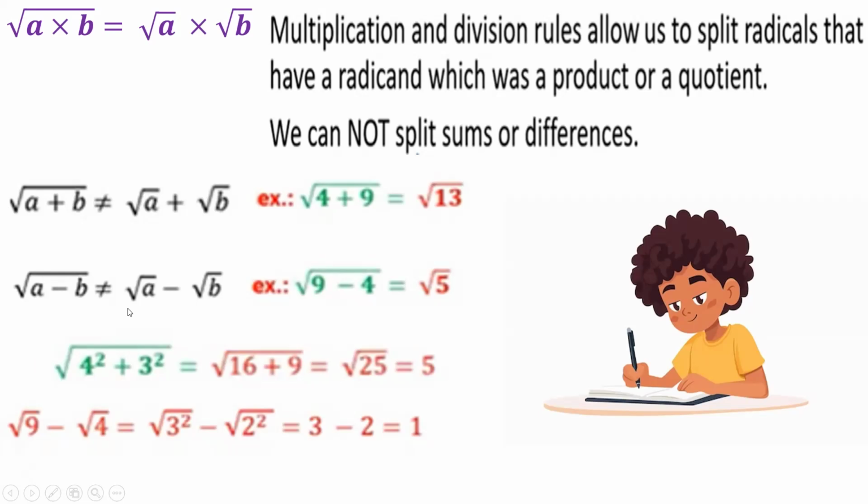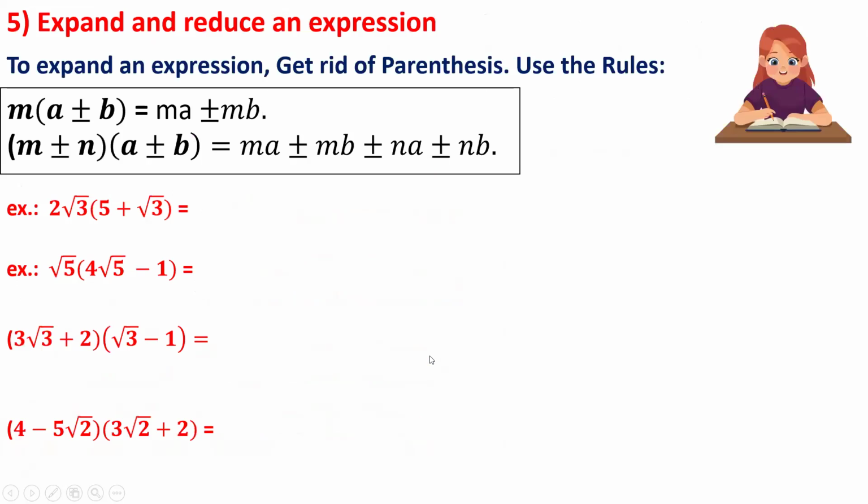Here, for example, radical 4 squared plus 3 squared. Can we get the 4 outside and the 3 outside because they are both squares? No. Why? Because we have addition inside the radical. So I calculate 4 squared is 16 and 3 squared is 9. So 16 plus 9 is radical 25, and the 25 can be written as a perfect square, radical 5 squared, so it comes out as 5.